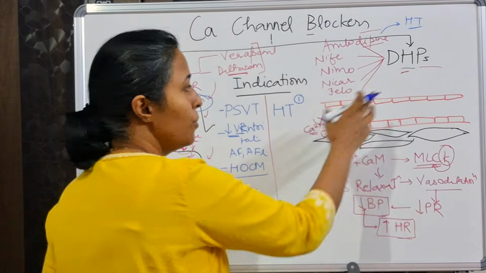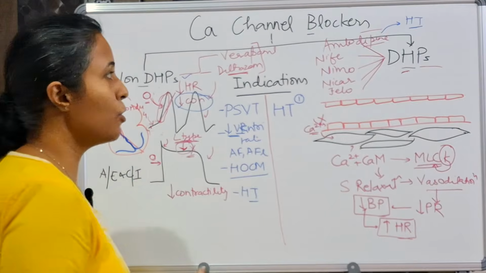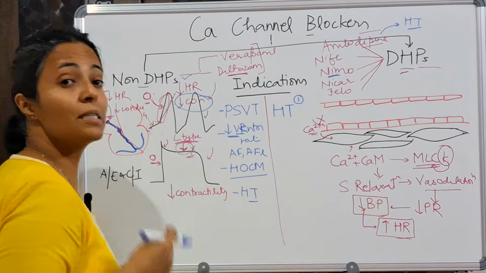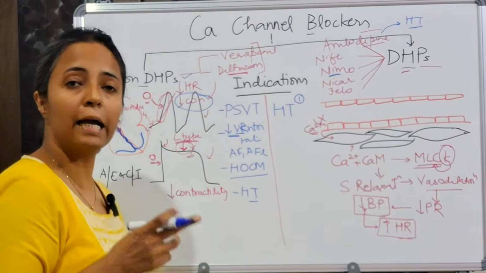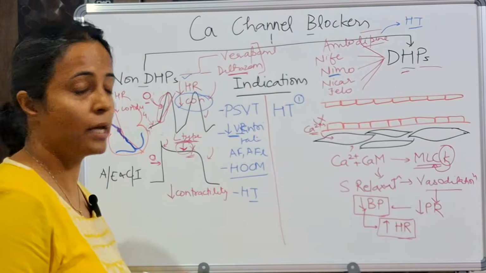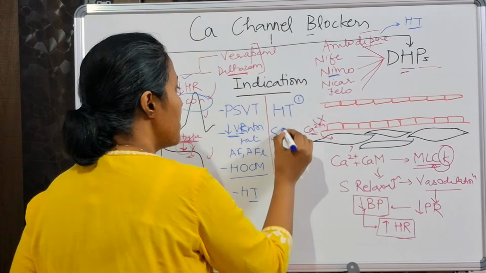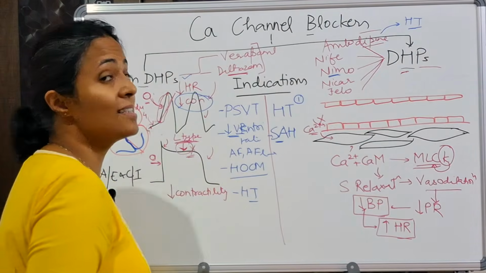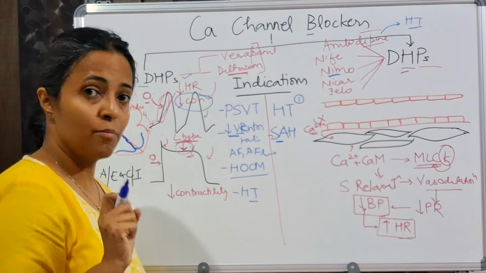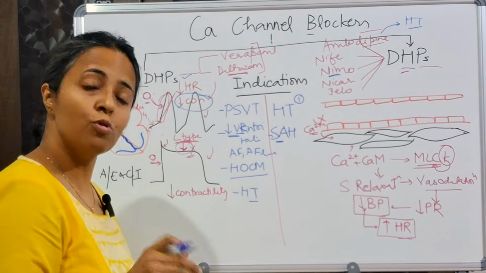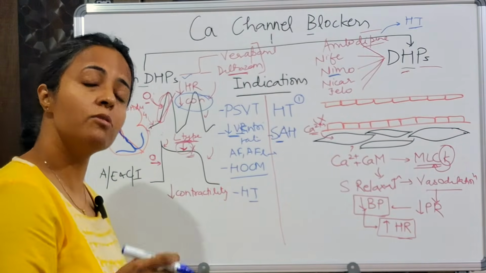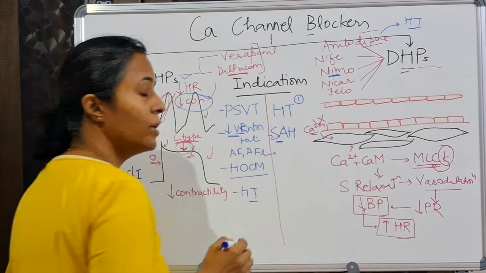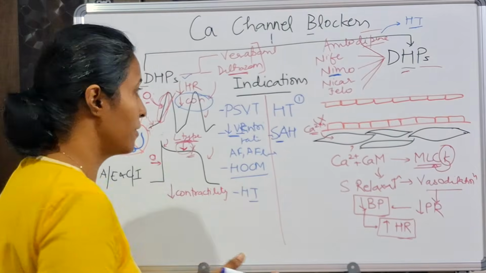Then apart from the systemic blood vessels, they also dilate other vessels. In fact, nimodipine is cerebroselective. That means it dilates the blood vessels of the brain. Okay, and that is why it is used in subarachnoid hemorrhage. In subarachnoid hemorrhage, there is a reactive vasospasm of the cerebral vessels. So that also can be damaging, because vasospasm is going to decrease the blood supply further. So in that case, nimodipine is preferred. Remember that it is cerebroselective, right?